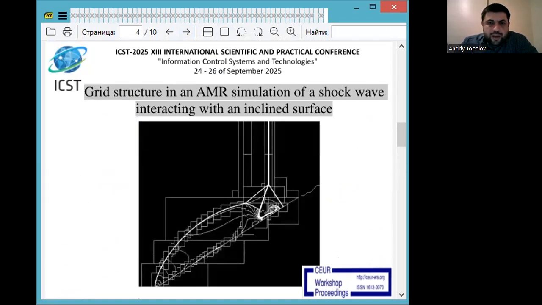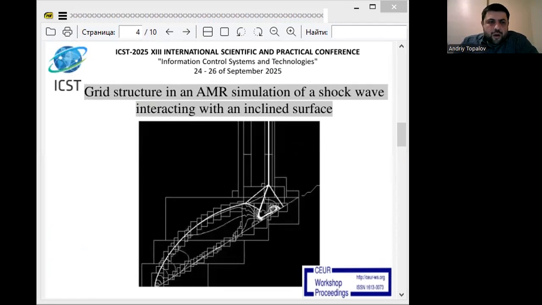Next slide, a grid structure in AMR simulation of a shock wave interacting with an inclined surface. High performance computing plays a crucial role in modern simulation. Moreover, modern simulation software such as ANSYS provides extensive tooling for modeling fluid dynamics. One of the most effective techniques is adaptive mesh refinement, which allows the computational grid to automatically adjust its resolution in regions where the solution exhibits rapid changes or high gradients.